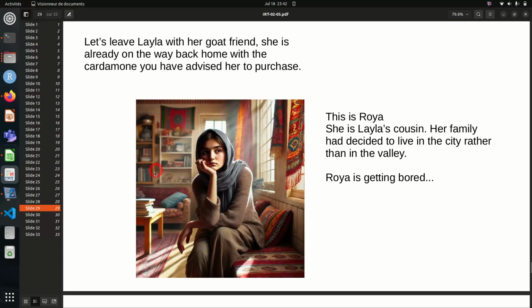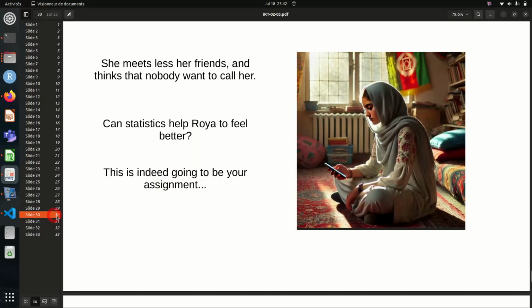But today, Roya is getting bored. Because of the situation, she meets fewer friends, and thinks nobody wants to call me, and she's a bit annoyed because she thinks that she's alone. I would like to show you that, as surprising as it can be, statistics may help Roya to feel better. And this is going to be your assignment.